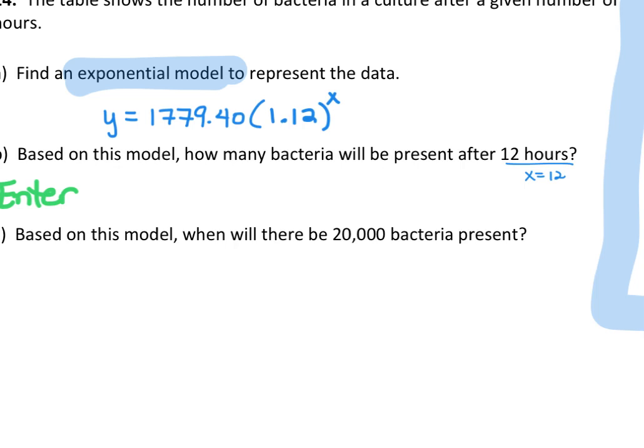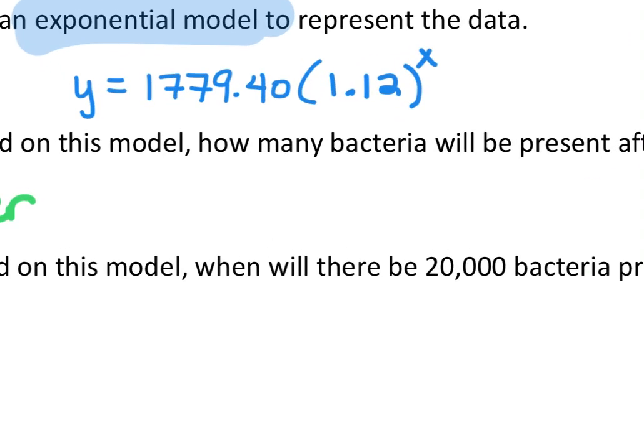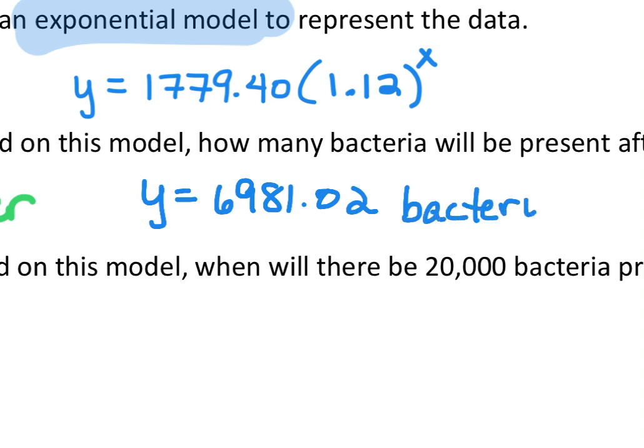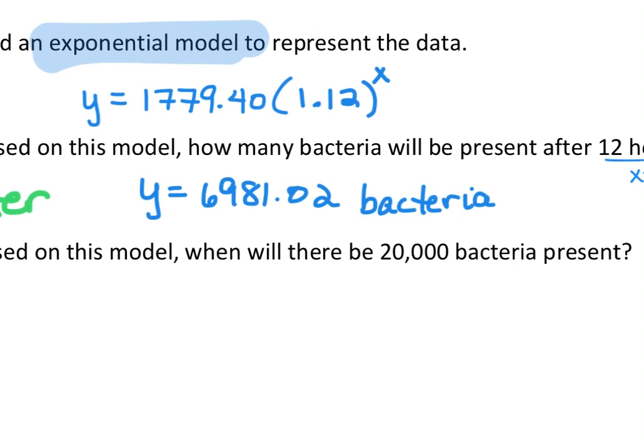I'm going to click graph again to look at the graph, and it just pulled out the right end of the graph a bit. And now I'll do second trace 1 again and type in x equals 12. And this time it tells me that the y value is 6,981.02. And that's the number of bacteria that are present after 12 hours.